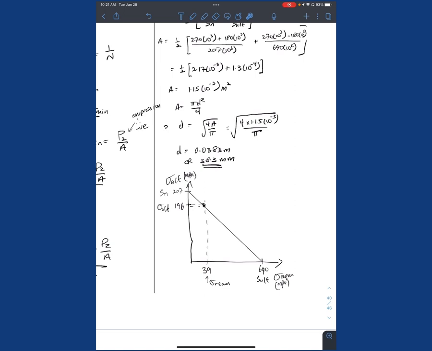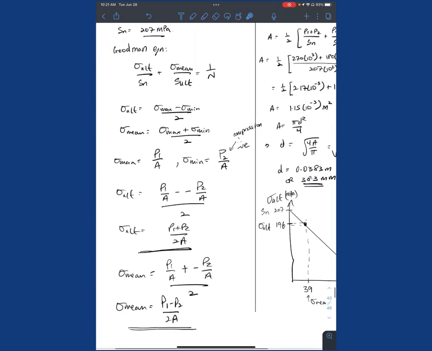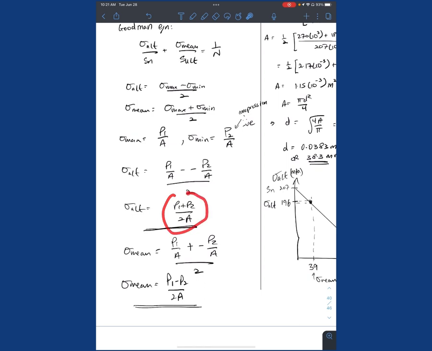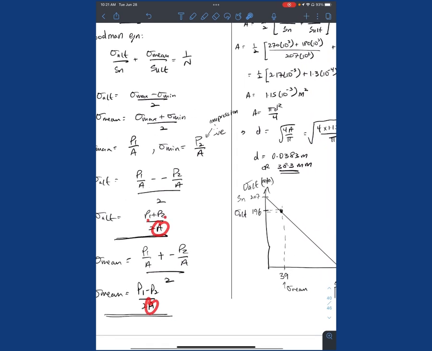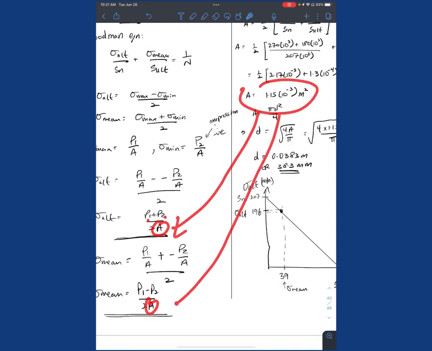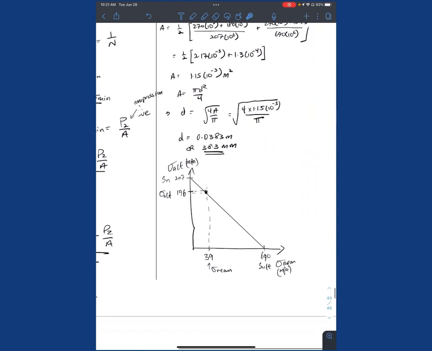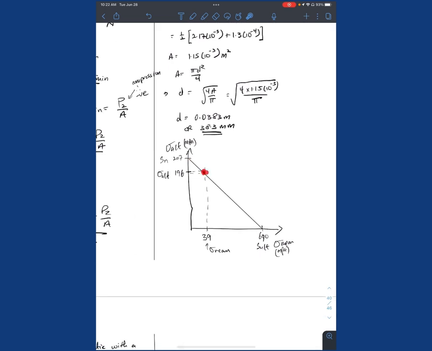So if we were to substitute A back into our sigma alternating and sigma mean equations, right? What I meant was sigma alternating and sigma mean, not max and min. So we notice we have P1, P2, and then we have the A. If we substitute A into these equations here, then we will actually get 39 for mean and 196 for alternating. Right, so when you plot that, it should be on the line because we solved the equation, so it actually is on the line.